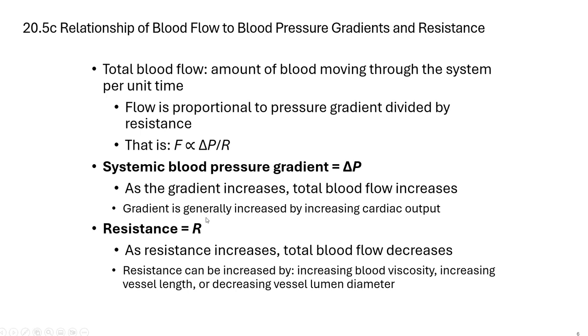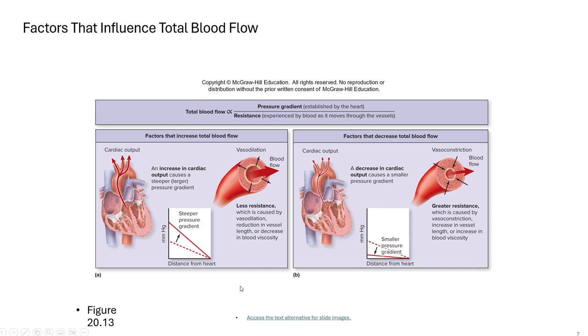Right? And then our resistance, right? Our resistance is in the denominator, so it's inversely related to flow. So as we increase resistance, we decrease flow, right? And again, these factors that influence resistance we looked at: viscosity, vessel length, and vessel diameter, right? And so again, this is just another slide showing some of those same factors, and this is looking at it in the context of total blood flow, right?